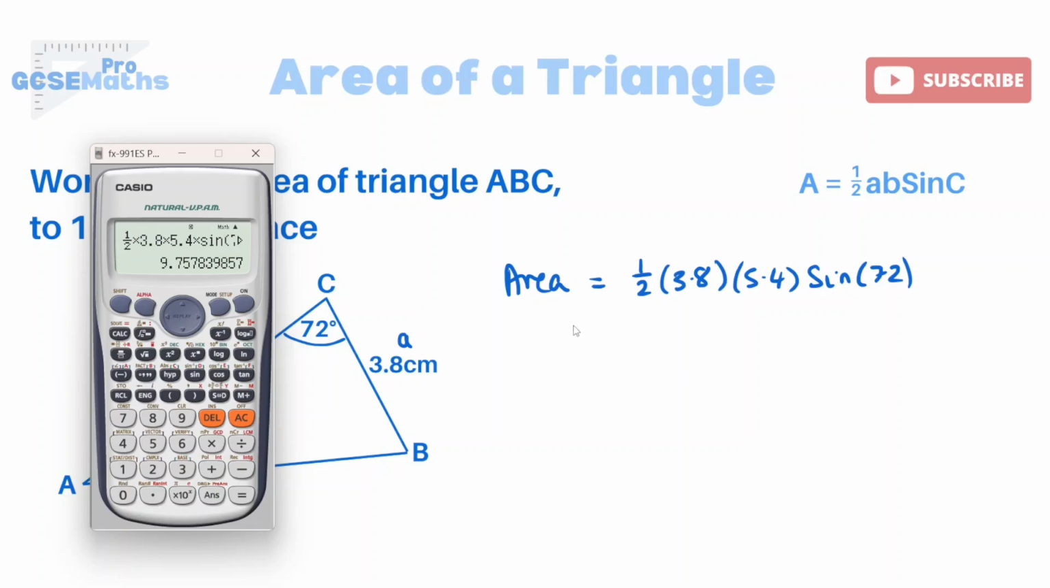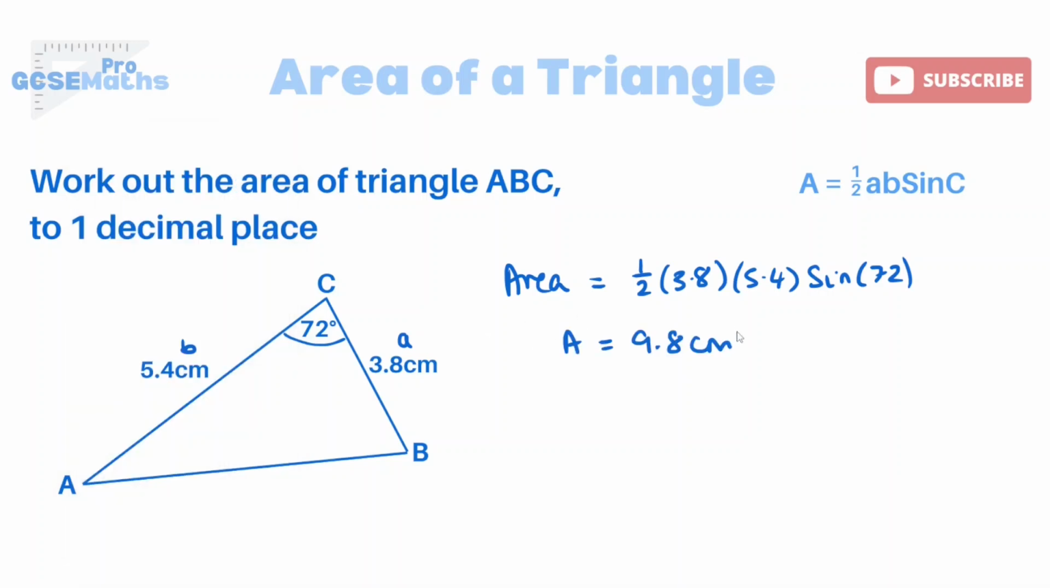So it said one decimal place, we've got 9.8, in this case centimetres squared. So it all just comes down to labelling the triangle correctly and having the right sides and the right angles. It has to be, and I keep saying this, but it has to be the angle and the two sides that surround it. Okay, so this side over here, not relevant.